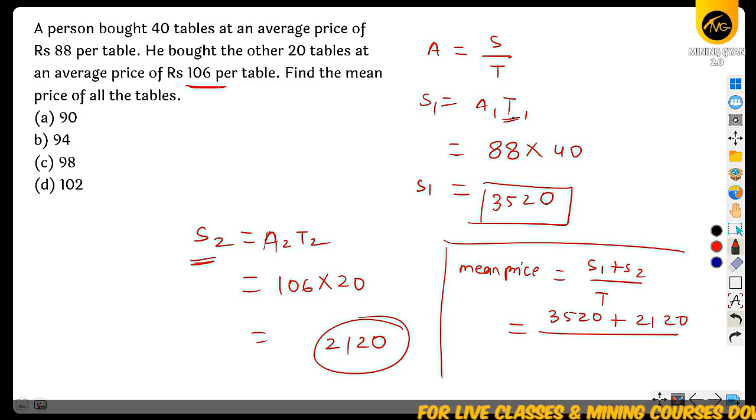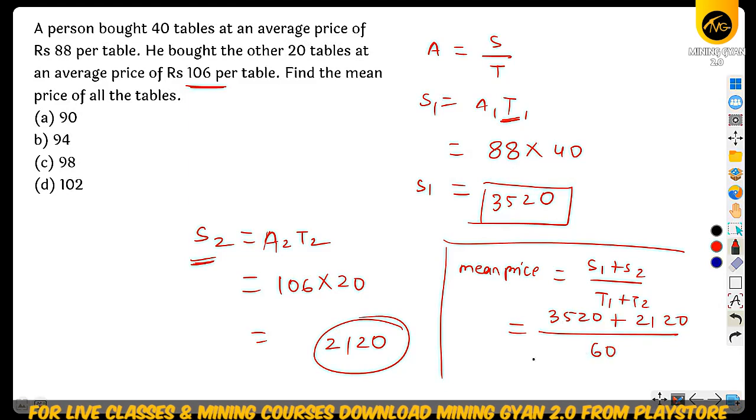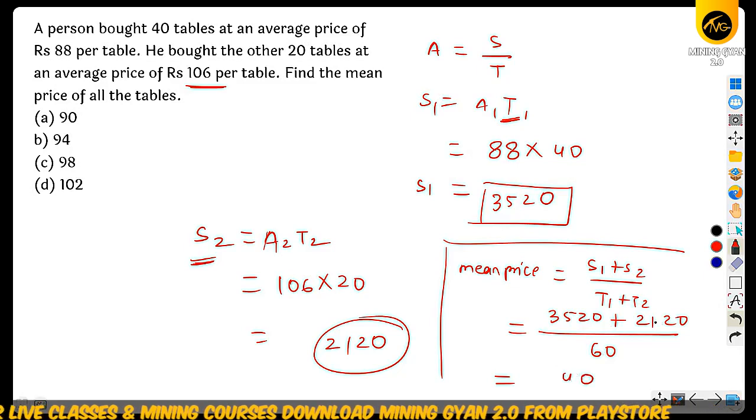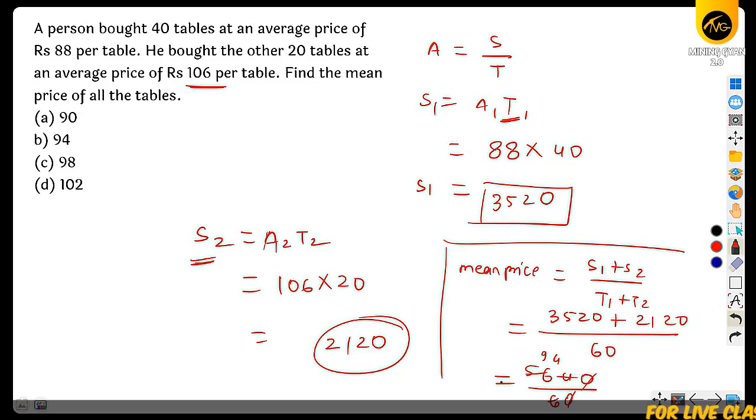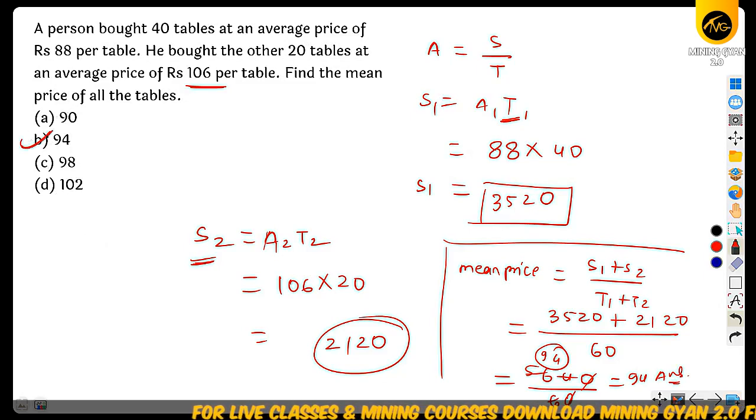Now in this case, total number of elements, that means T1 plus T2, that will be 40 and 20 is 60. Correct. Just sum this number and divide by 60. So 5640 divided by 60. 0 0 cancel. Now 6 1s are 6, 6 9s are 54, and so 94 is the correct answer. 94 is the mean price of all the tables. So option B is the correct answer.